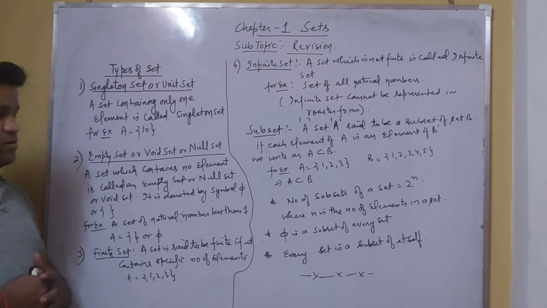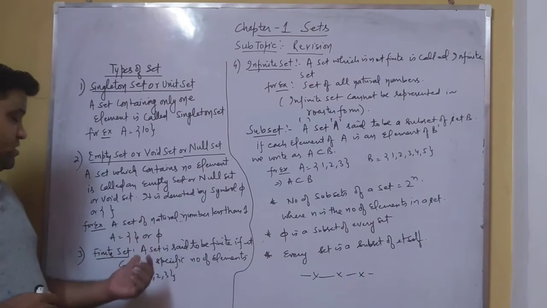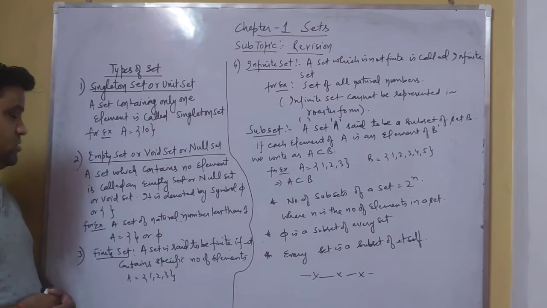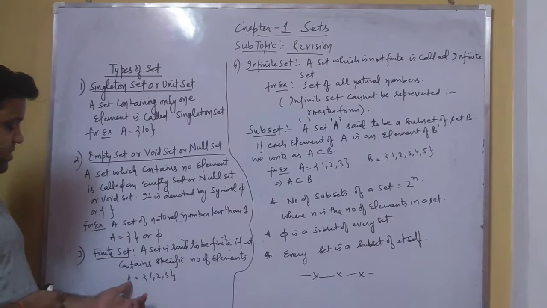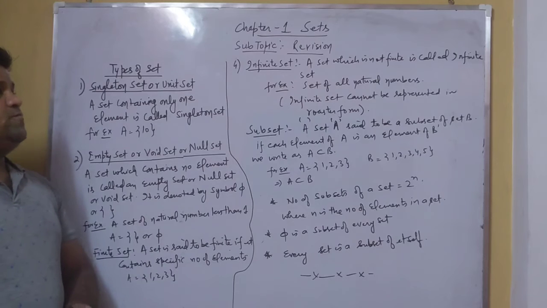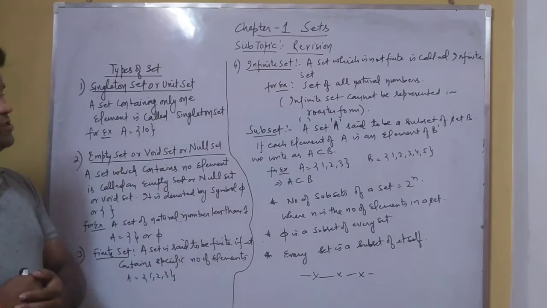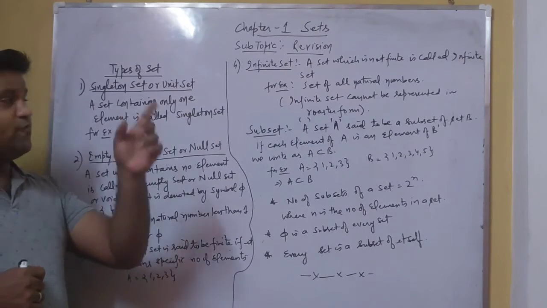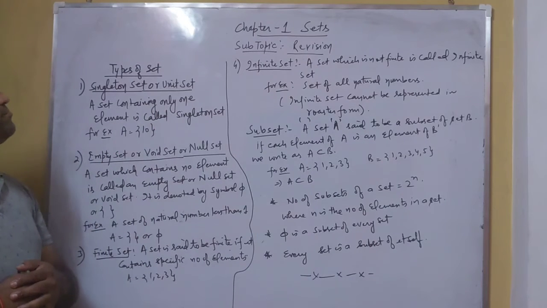Third is the finite set. When the number of elements in a set is fixed, or we can say when a set contains a specific number of elements, it is called a finite set. Here we have an example. Fourth is the infinite set. When a set is not finite, it is infinite. For example, the set of all natural numbers. We cannot represent an infinite set in roster form. Keep it in your mind.